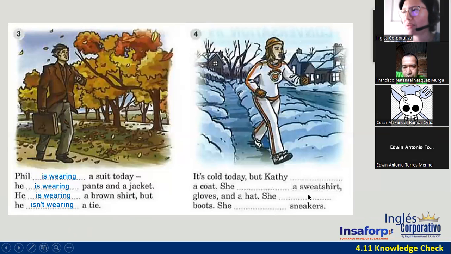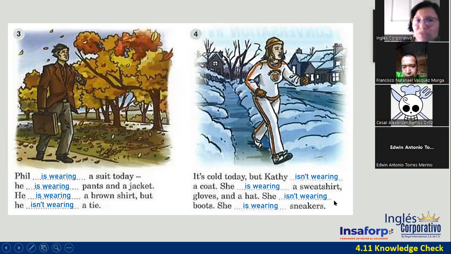What about number four? Look, this is Kathy. Okay. Y dice, it's cold today, but Kathy. Y menciona un abrigo. So what do you think? She isn't wearing. Muy bien. Kathy isn't wearing a coat. She's wearing a sweatshirt, ¿verdad? And gloves. Okay, and a hat. What about the next one? She isn't wearing boots. Muy bien. She isn't wearing boots. She is wearing sneakers, right? She's wearing sneakers, okay?